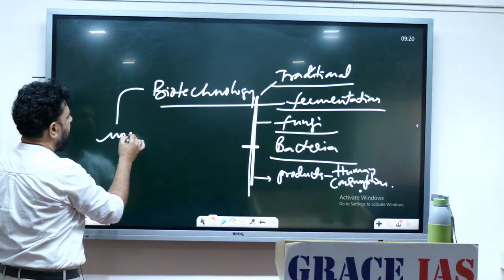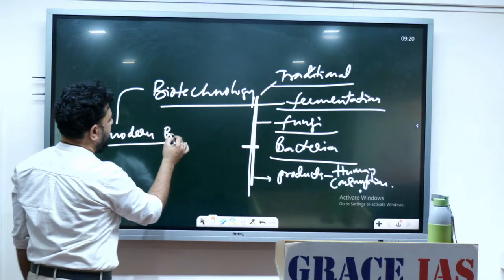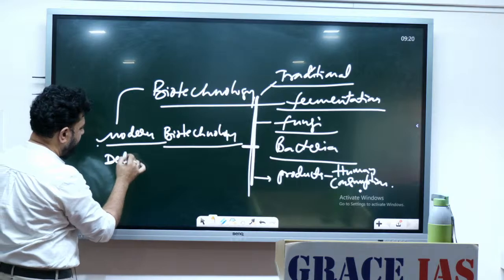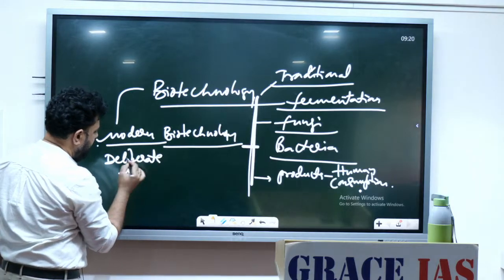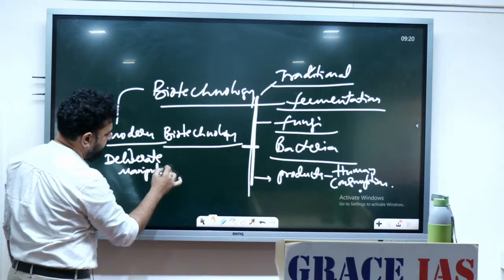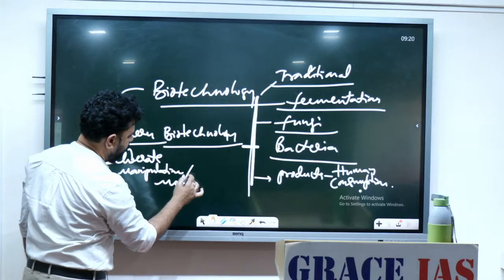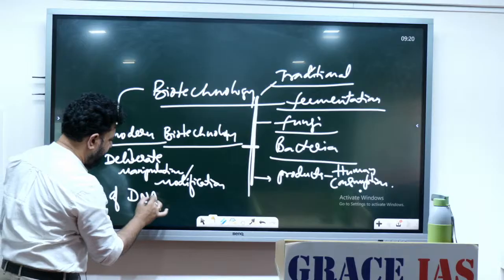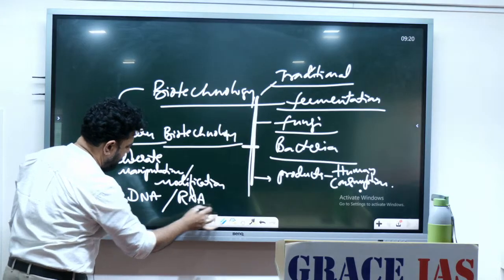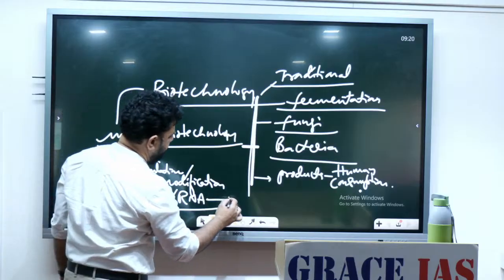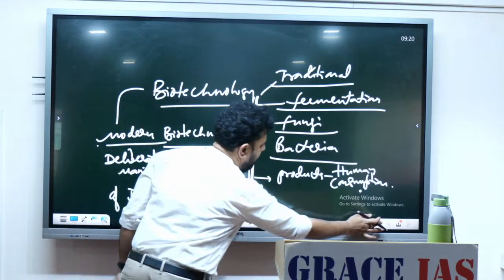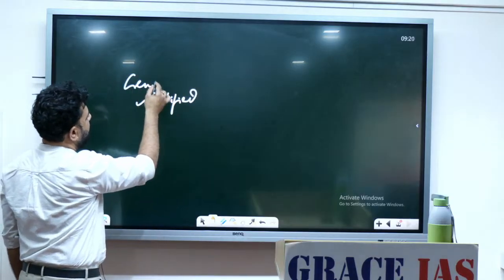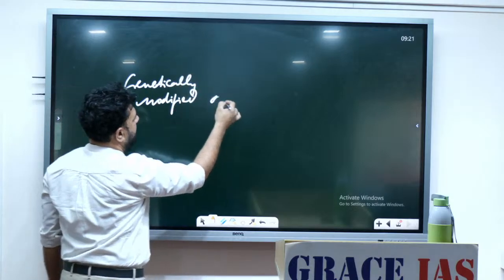Next is modern biotechnology, as we mentioned earlier, which is completely based on deliberate manipulation or modification of genetic material, that is DNA or RNA or DNA and RNA, and synthesizing new organisms, or genetically modified organisms.